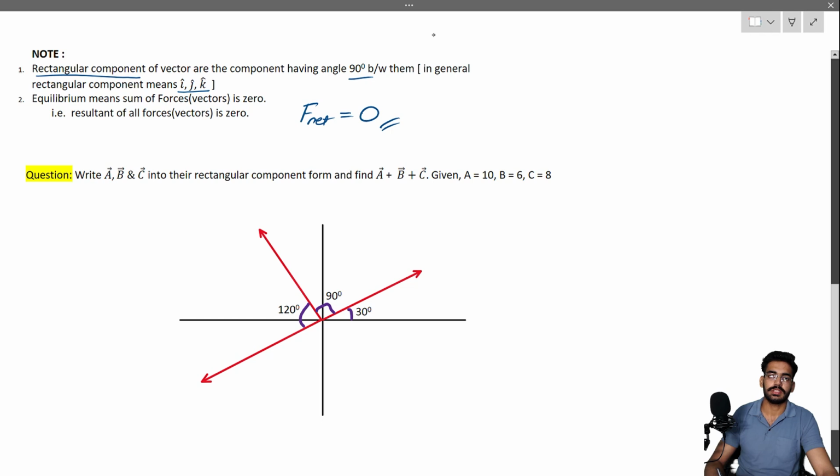Now let's solve the next question. What this question is saying is, write a vector, b vector and c vector into rectangular component form and find a vector plus b vector plus c vector, where these values and angles are given. Okay, fine.